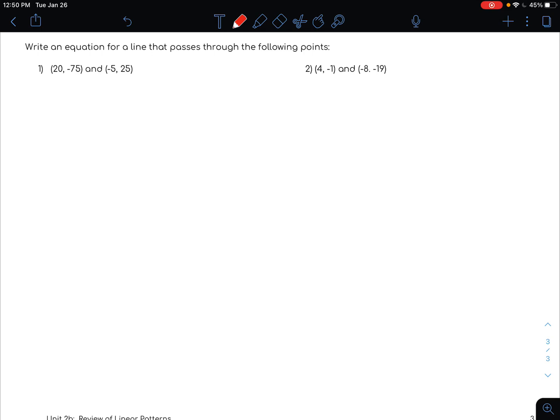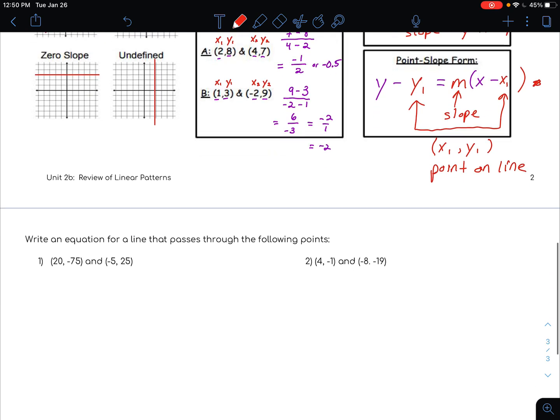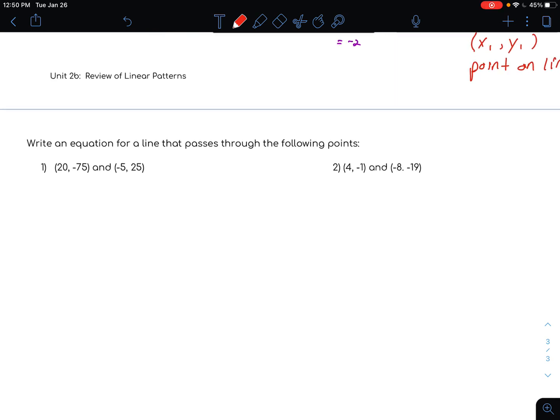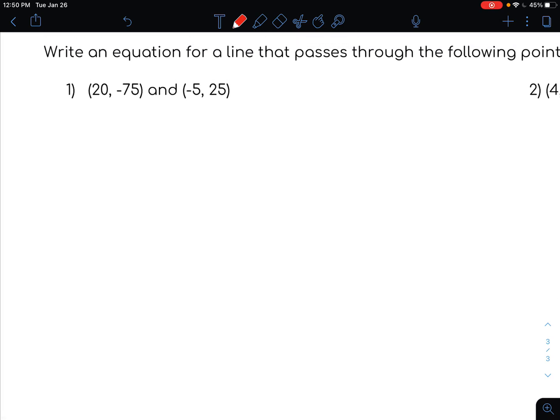So to write the equation of a line, we're going to need to think about which one of these forms would make the most sense. And we're actually going to do both forms. But since we're not given a y-intercept here, we're actually going to try the point-slope form first. And so the first thing I'm going to do with that is find a slope.